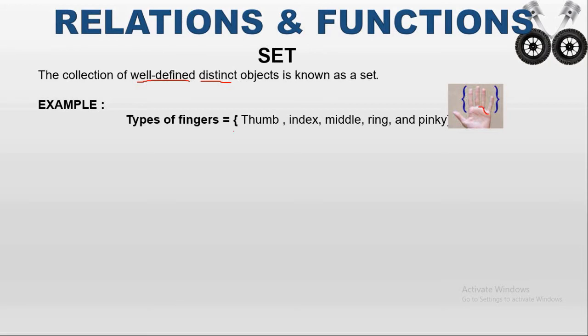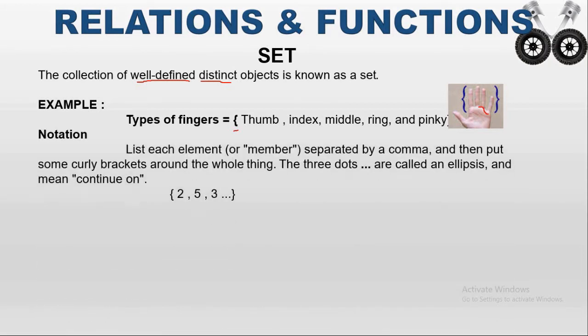Here the set is denoted with curly brackets. Inside the curly brackets, the numbers or variables that are written should each be separated by commas. Here thumb, index, middle, ring, and pinky are all called elements. Likewise, in this example, 2, 5, and 3 are also called elements. The three dots after the numbers are called an ellipsis. Ellipsis means it continues on and does not end. This is the method for representing a set.